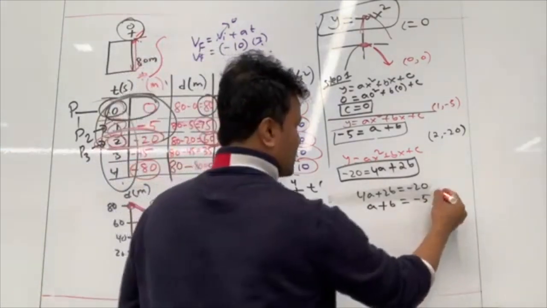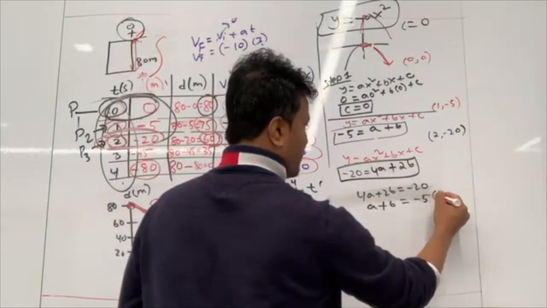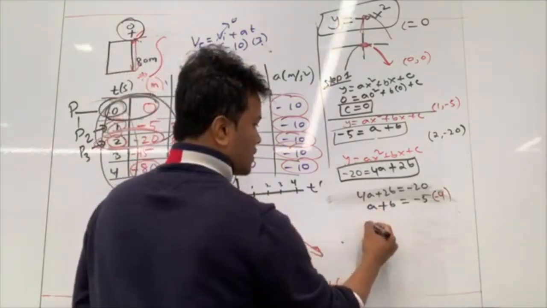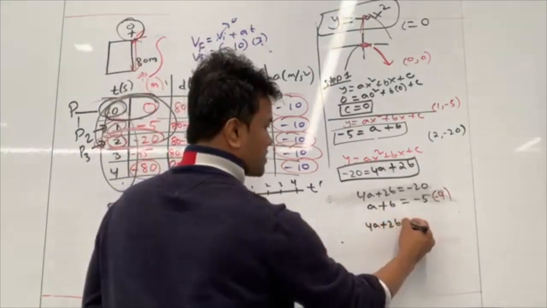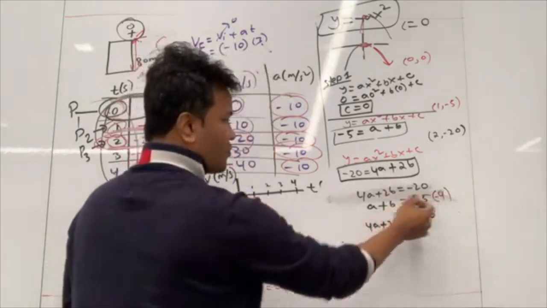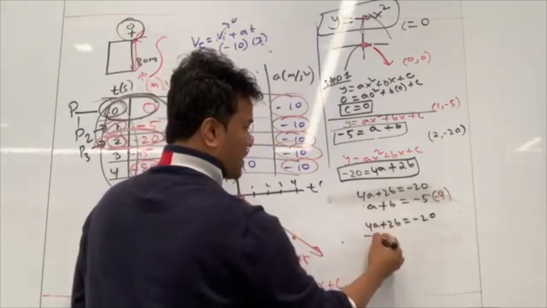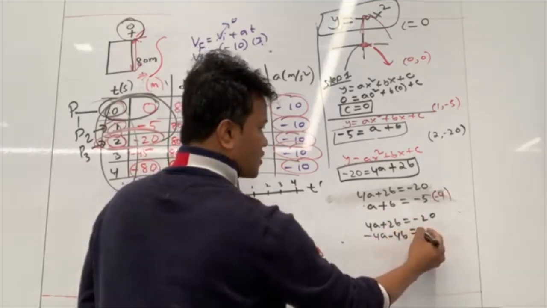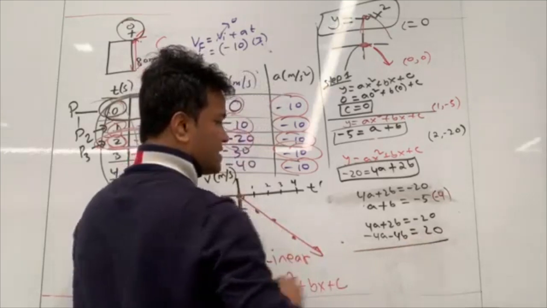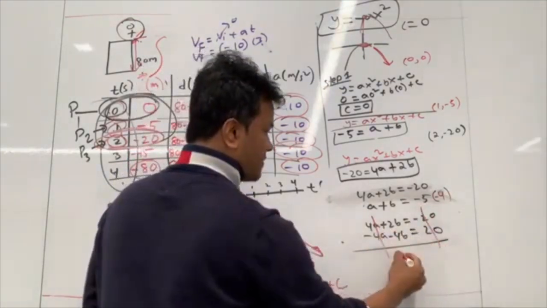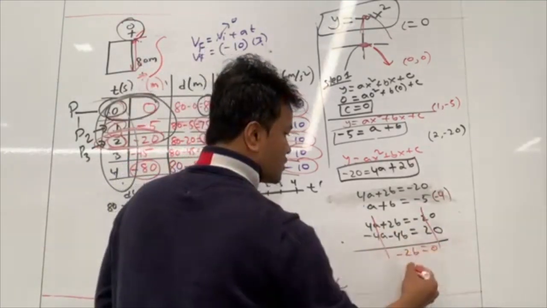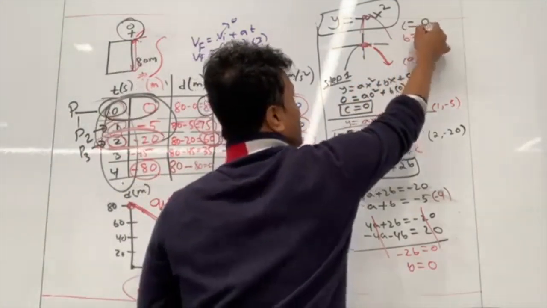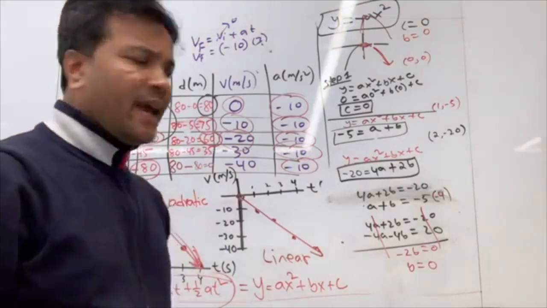Okay, so we're going to multiply it by negative 4. If we do multiply it by negative 4, then what do we get? We get 4a plus 2b is equal to negative 20. And then what do we get? Negative 4a minus 4b is equal to 20. So this cancels, so I have negative 2b is equal to 0, so b must be 0. So c was 0, b is 0. What is left is to find the a.